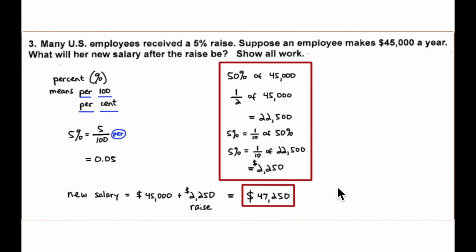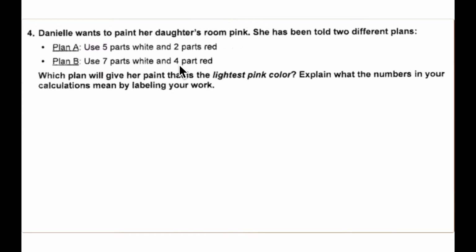For problem number 4, you're going to paint a room pink. You have two different plans. One plan is 5 parts white, 2 parts red, and the other plan is 7 parts white and 4 parts red. And which plan gives you the lightest pink color? Another way of looking at that is which plan has the most white color.